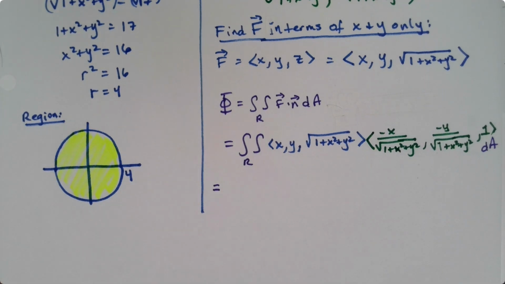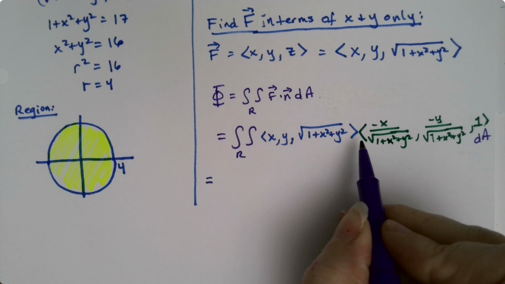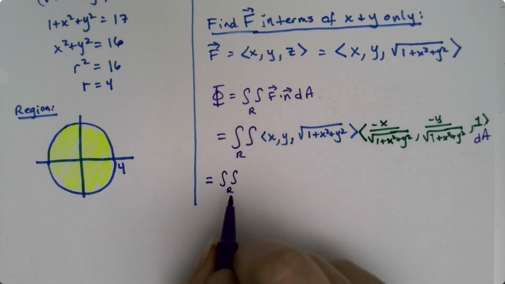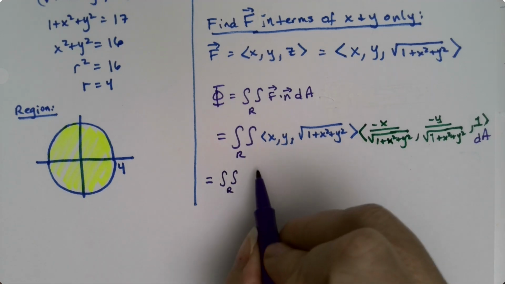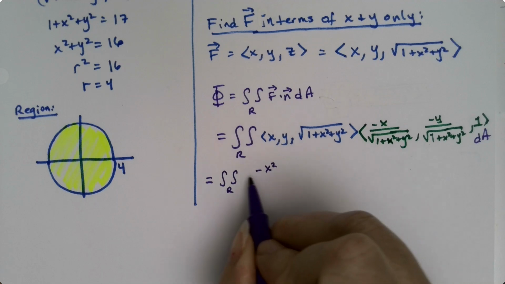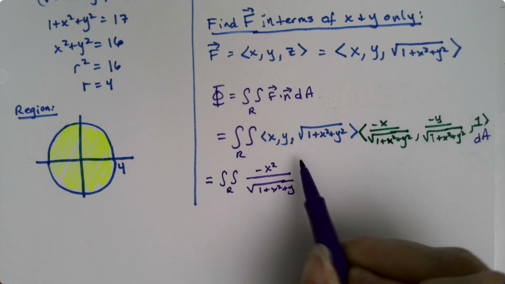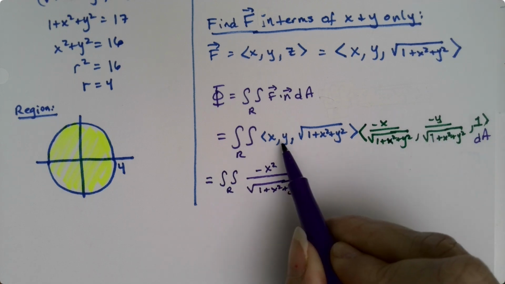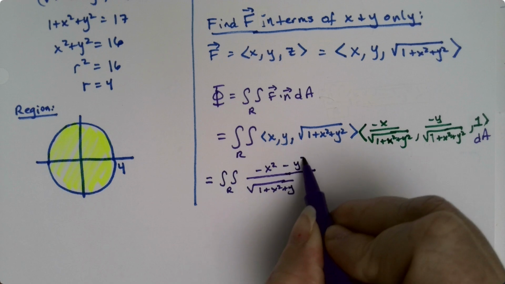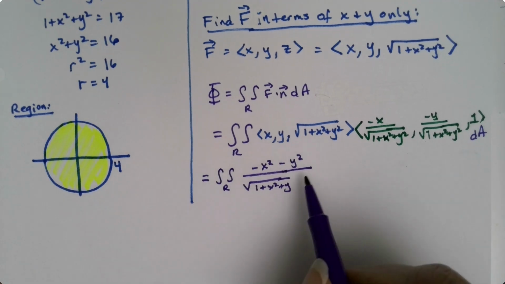Now I could switch to polar at this stage, but I don't think it makes anything any easier. We actually have to do some algebra work here. So we're going to take the double integral over the region, and I'm not even going to bother to find the region yet because I know I'm going to use polar. x times negative x would be negative x squared over the square root of 1 plus x squared plus y squared. And that's added to negative y squared over the square root of 1 plus x squared plus y squared. But you'll notice those have the same denominator, so I can just put them together, using my algebra skills, right?